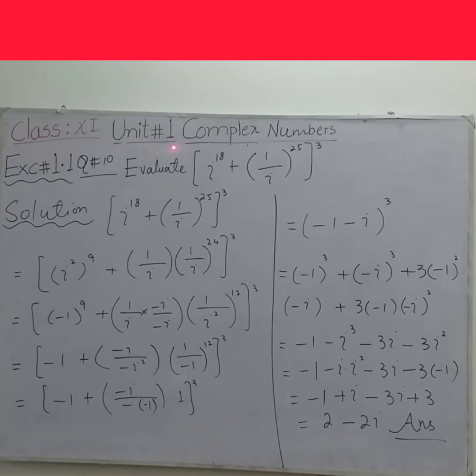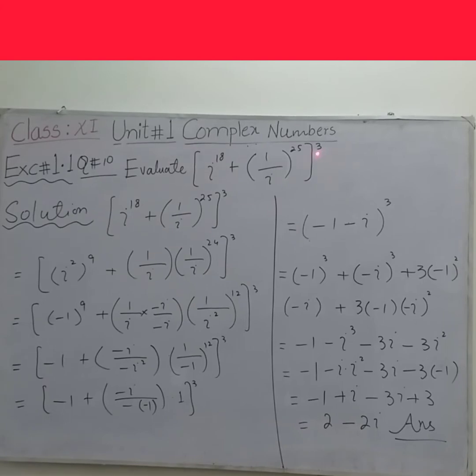Now we have unit number 1, complex numbers, exercise 1.1, question number 10. Evaluate the value of (iota raised to power 18 plus 1 by iota) whole raised to power 25, and then whole power 3.